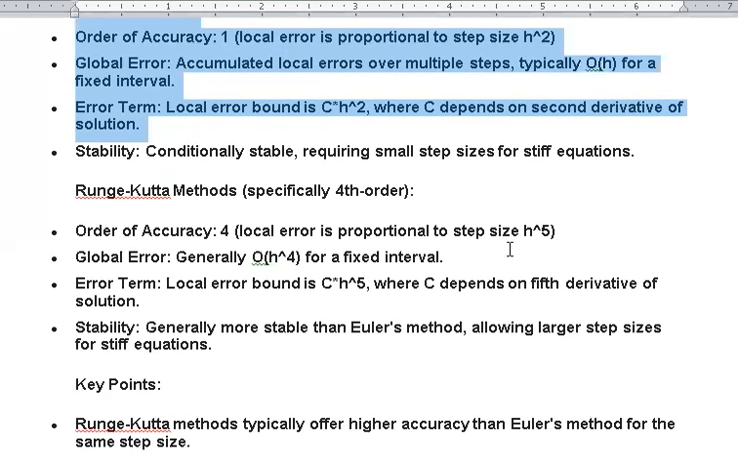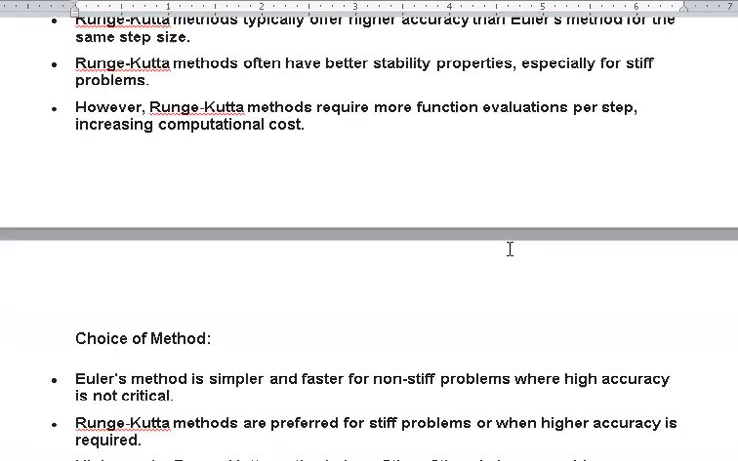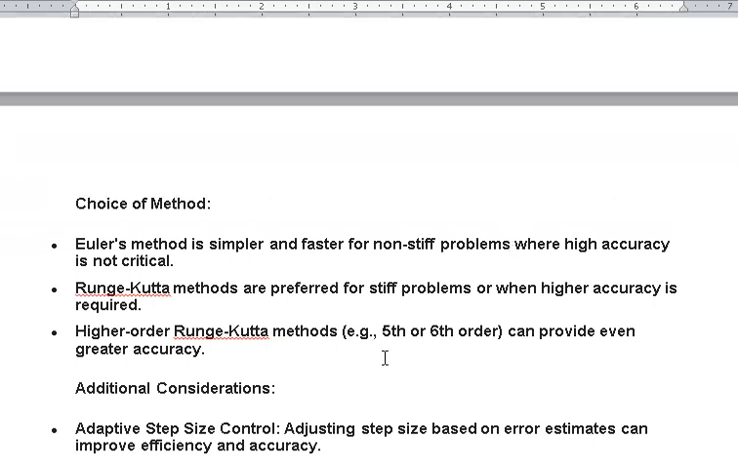So Runge-Kutta, there are many methods: fifth order Runge-Kutta, sixth order Runge-Kutta. In fifth order Runge-Kutta, how many slopes do they use? Five slopes at different places. In sixth order Runge-Kutta, they use six slopes at different places. So this is high order Runge-Kutta, right?